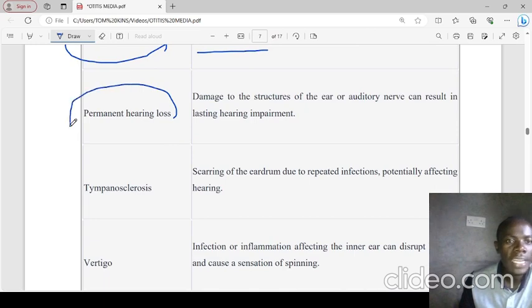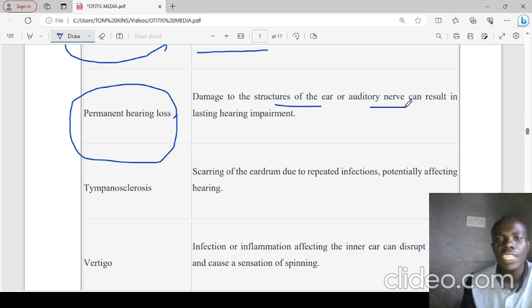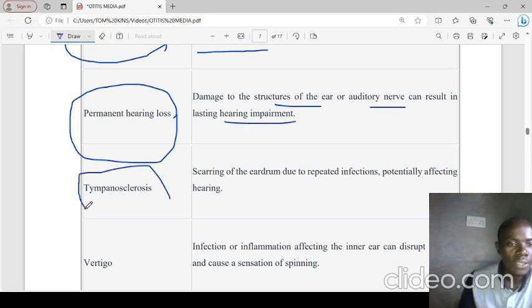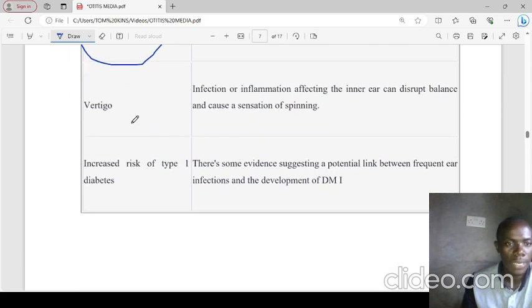We could have permanent hearing loss. Okay, so damage to the structures in the ear or the auditory canal could lead to permanent hearing loss. Okay, what about tympanosclerosis? We normally have scarring of the eardrum, okay, due to repeated infections, potentially affecting the hearing ability.